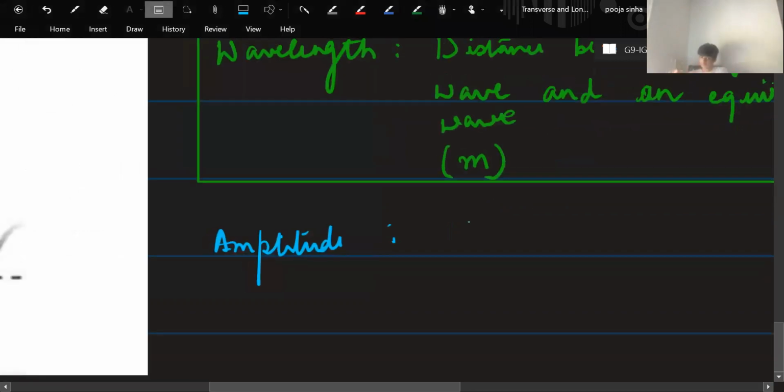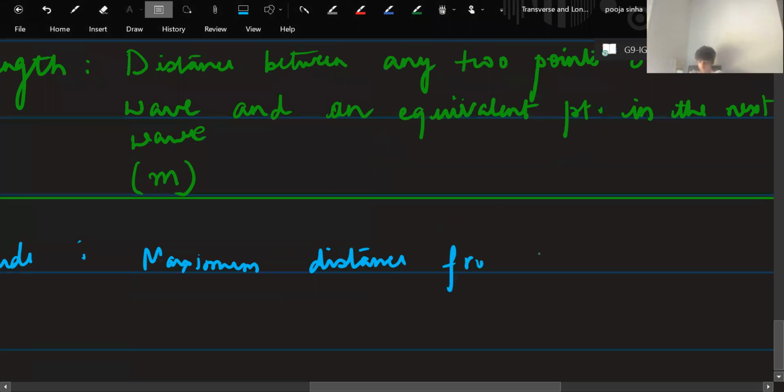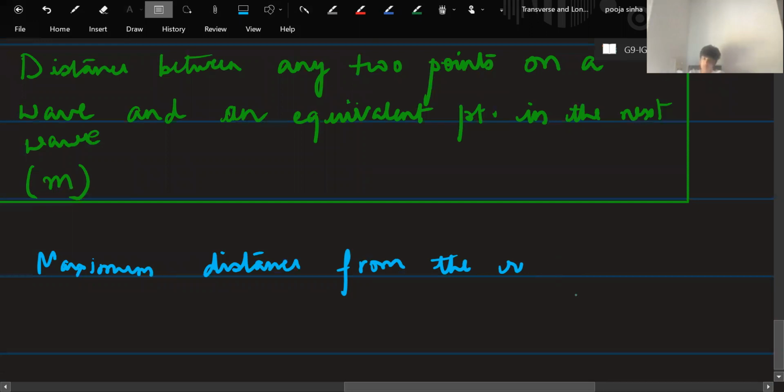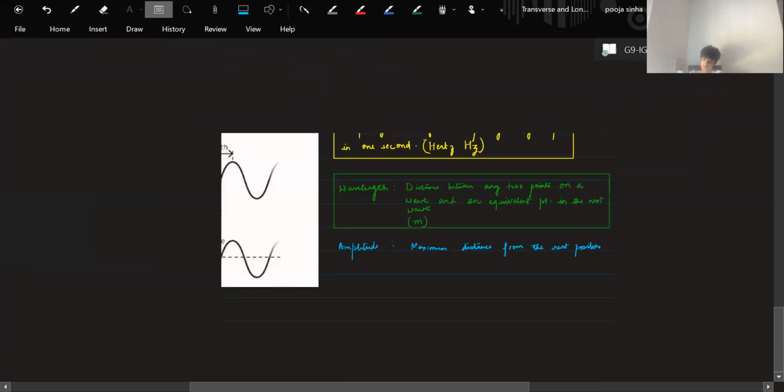Maximum distance from the rest position. Let's see all of this on the graph now.